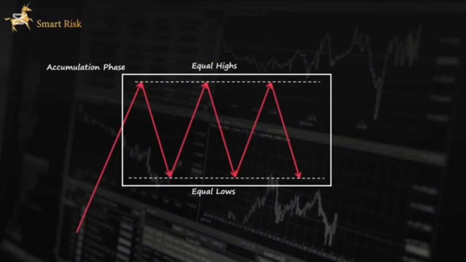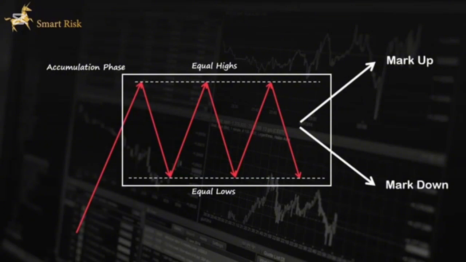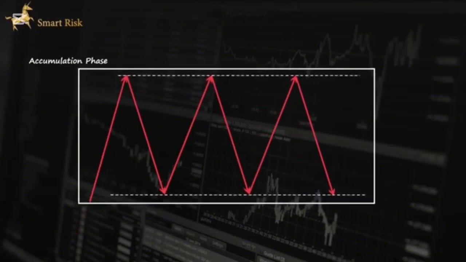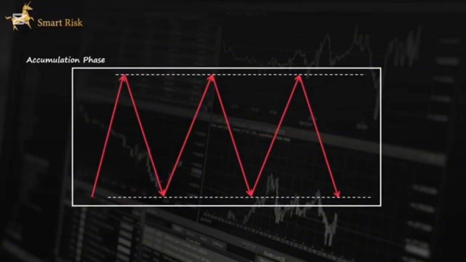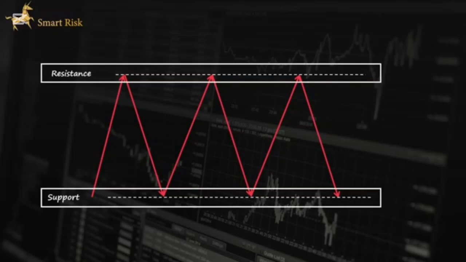Imagine price entering into the accumulation phase as illustrated. So here, price has created equal highs and equal lows before starting the markup or markdown phase. If we look at this accumulation here, we see that we have a support at the bottom and also a resistance level at the top of the structure.